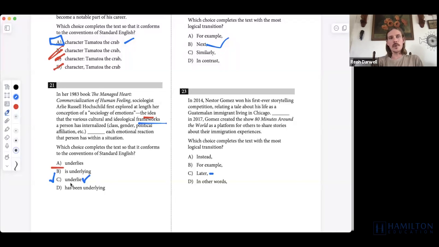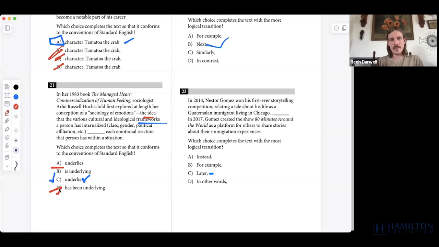Underlie. So remember, when we conjugate verbs, the S is what we use to go with something singular. No S means we're going with something plural. It's the opposite of what we would do to a noun. Okay. Has been underlying is just too much here. It's not that it creates the wrong notion, it just doesn't make any sense.